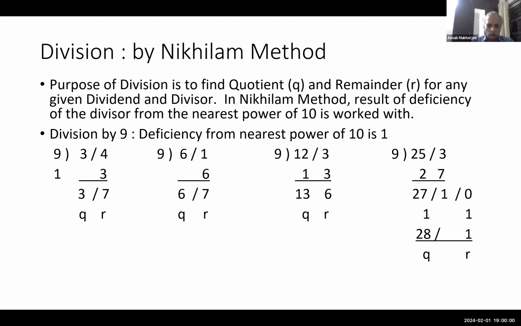Now today we go straight away to division, and that is called division by the Nikhilam method. The purpose of this division is not to go to the fractional level, like after the decimal point, such as 1.53. We'll simply end up finding the quotient and remainder for any given dividend and divisor.